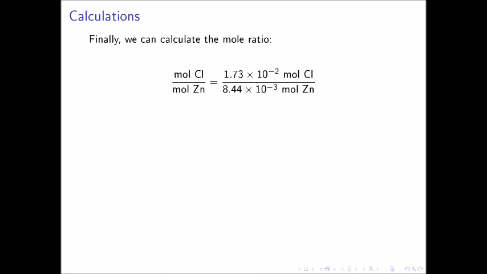At this point, we're able to calculate the mole ratio. We will calculate the mole ratio as the moles of chlorine relative to the moles of zinc, or in this case, 1.73 times 10 to the negative 2 moles of chlorine, divided by 8.44 times 10 to the negative 3 moles of zinc. When we do this, we get a value of 2.05. This is approximately equal to a 2-to-1 ratio of chlorine to zinc.